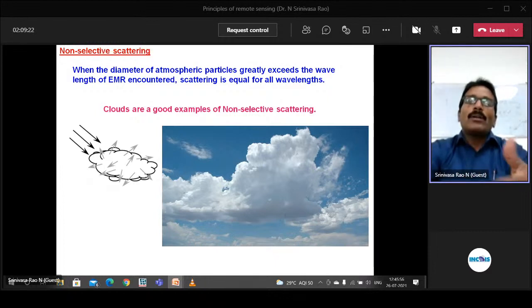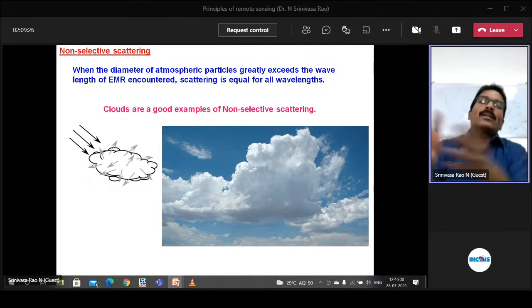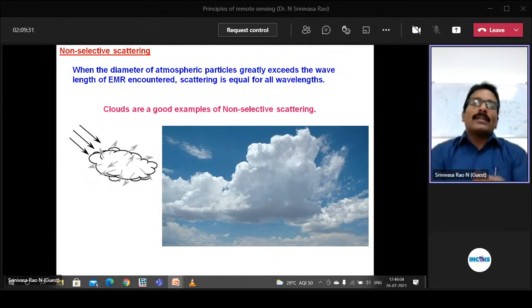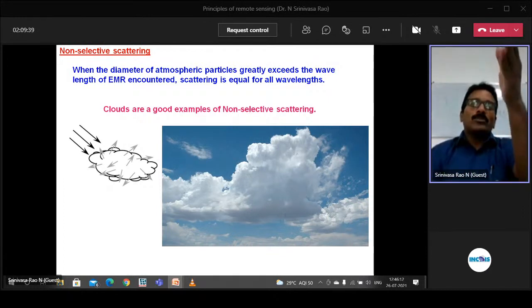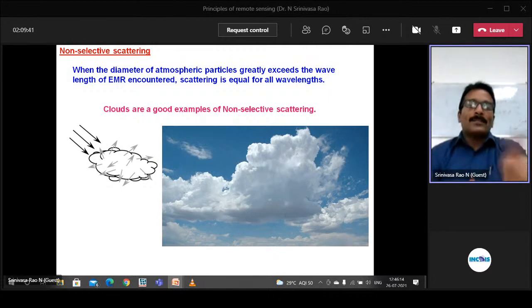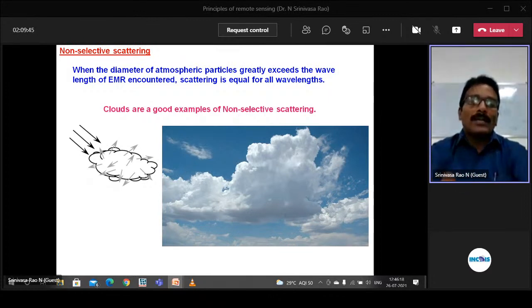To avoid this, we are using microwave. Microwave wavelengths are very long, 1 millimeter to 1 meter, so there is no atmospheric influence there. If you go back and recollect the presentation, you see that classification table: if wavelength is increasing, atmospheric noise is reducing. So this is scattering. I hope everyone understands this scattering.